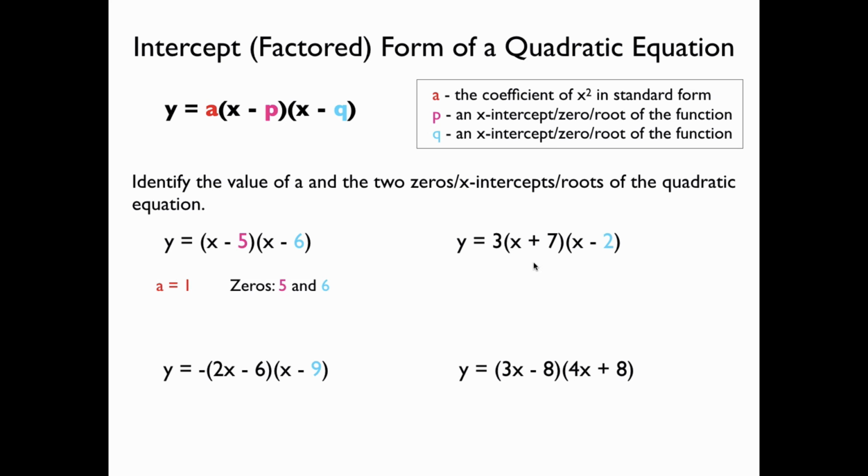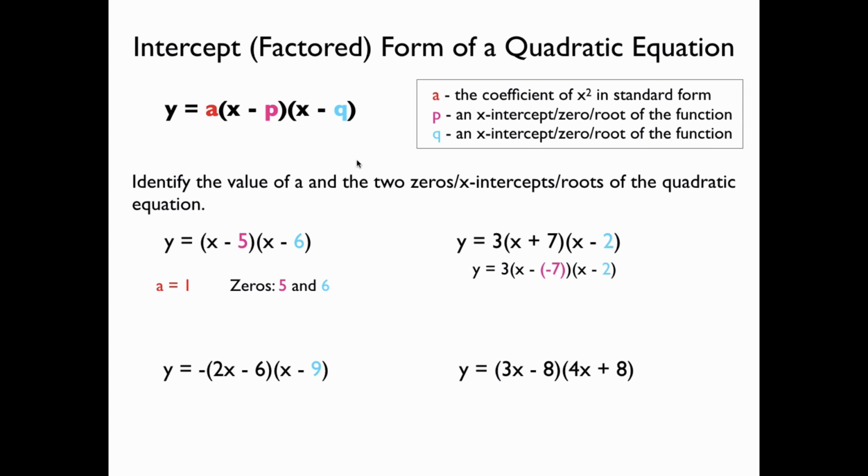All right, for the second one, the outside term is 3, so the value of a is 3. Now here we have x plus 7. Like I said, if you want to strictly interpret it according to its form, you need to reinterpret this addition problem as a subtraction problem. So x plus 7 could be thought of as x minus negative 7. So one of the zeros is going to be negative 7, and over here, the other zero is going to be 2.